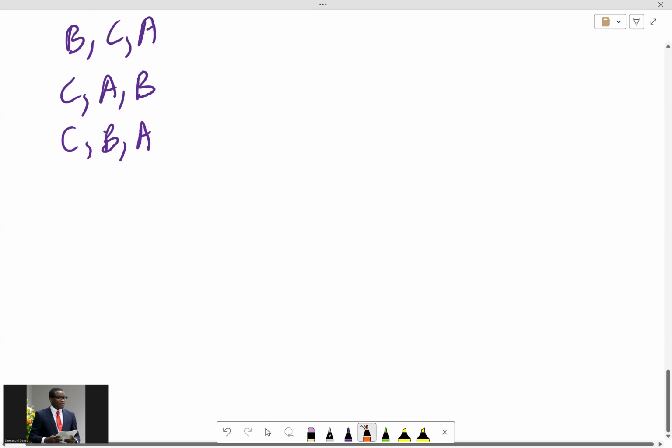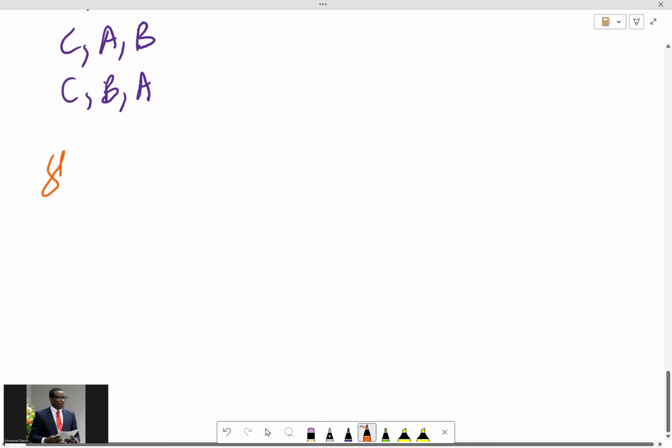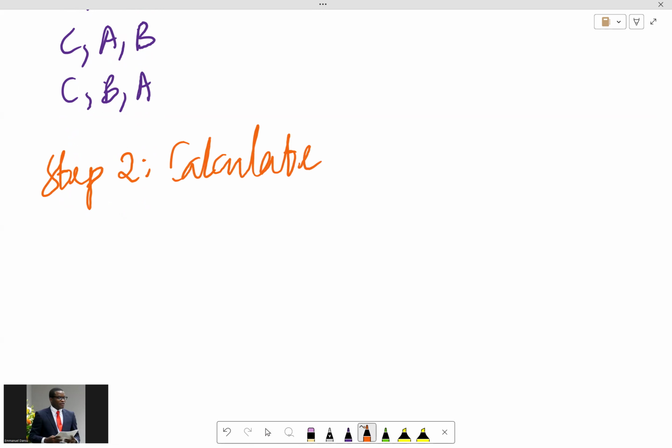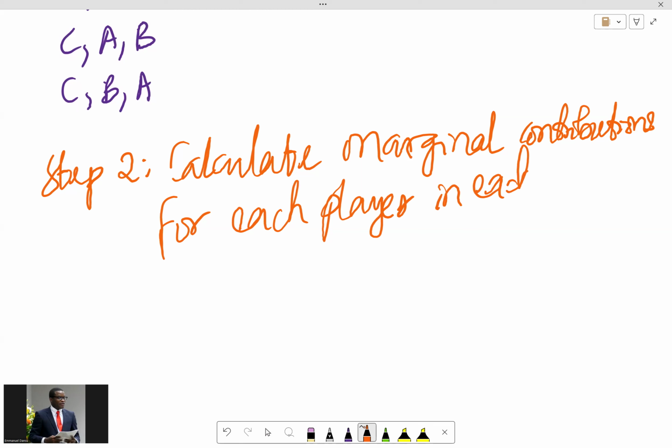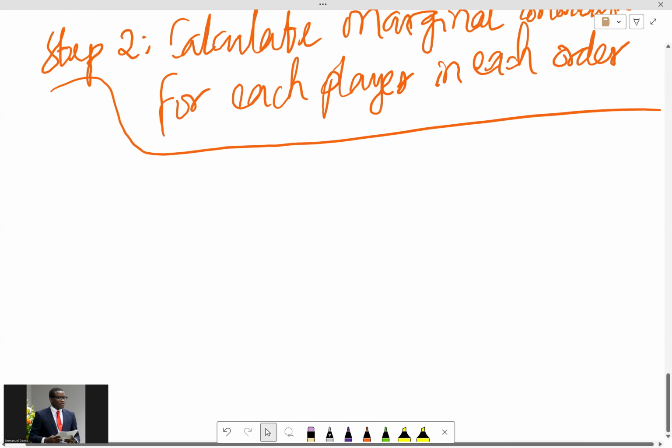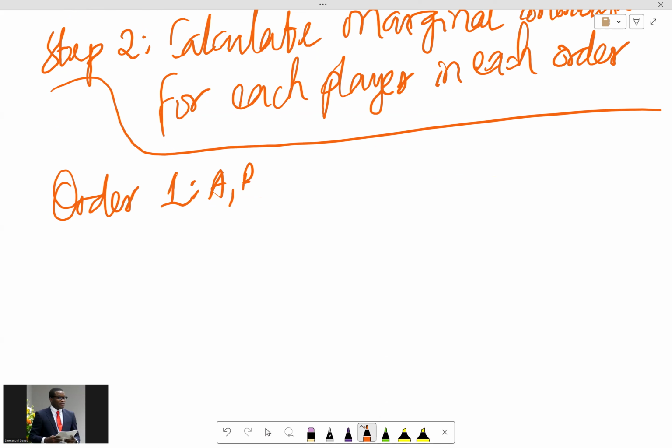Okay. So having done those six computations, these six permutations rather, we go for step 2. In step 2, we now calculate marginal contributions. Calculate marginal contributions for each player in each order. Okay, that is what step 2 is about. So let's look at order 1, where we had A, B, C.